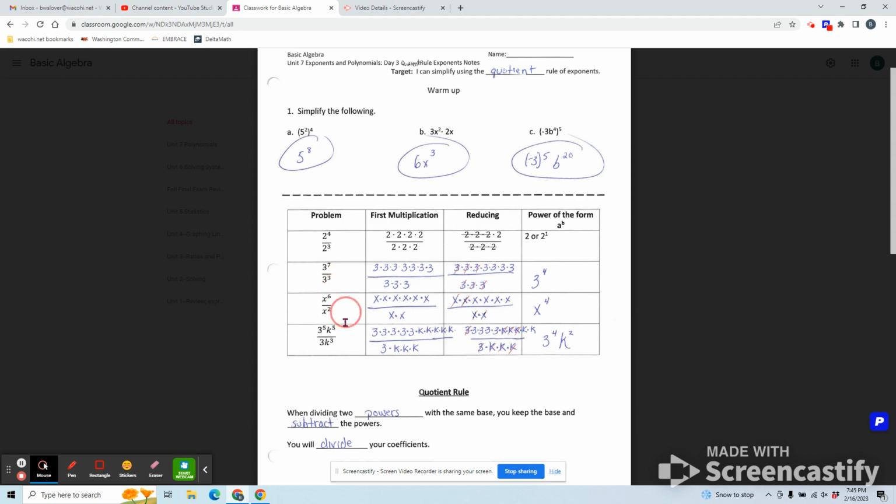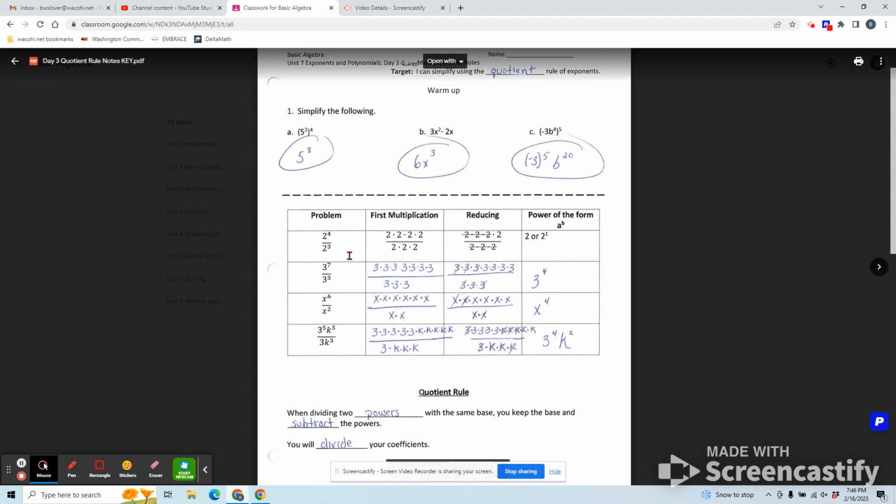These other 3 are the exact same concept. I list out all of the ones. I'm expanding everything that I have in the numerator and denominator. I'm reducing, and I'm left with 3 as my base to the 4th power. And I do the same thing with variables. I list everything out. I reduce what I can. I'm left with 4 of them.